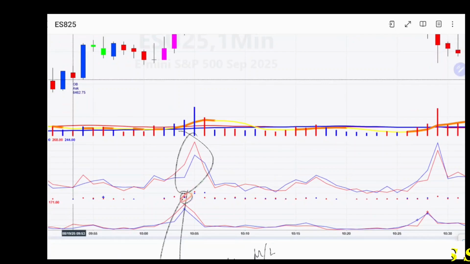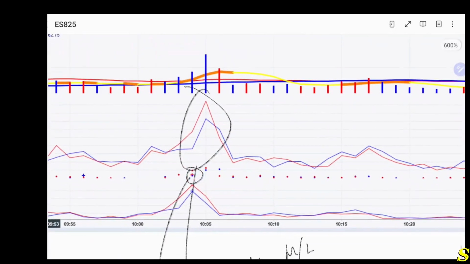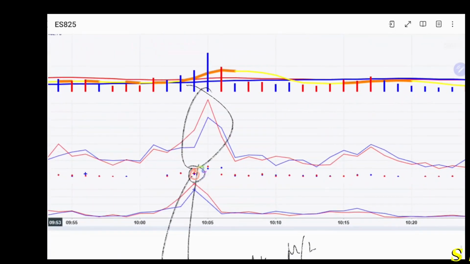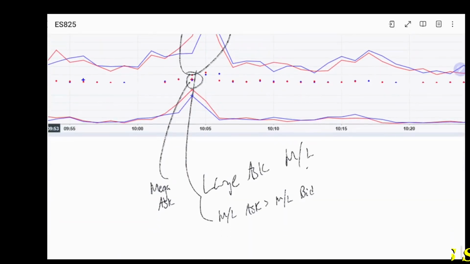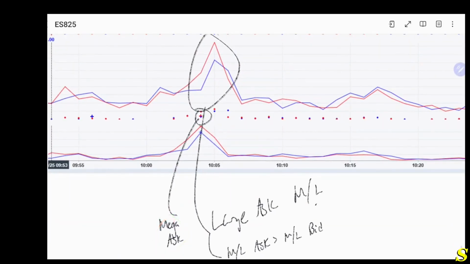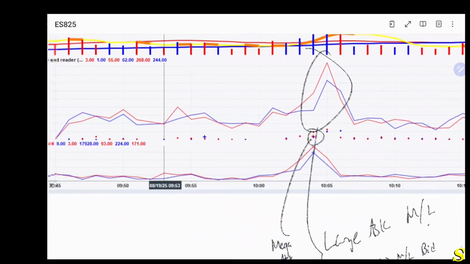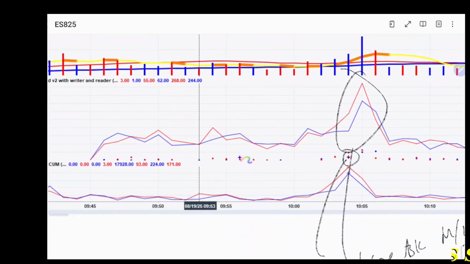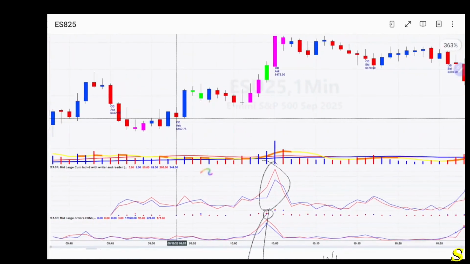Okay. Larger. And then also in this region here, you see that plus there? That plus is a mega size order, right? So this line are small orders. These dots are mid to large orders. And the pluses, if you see a plus, it's a mega size order, contract size over 150. We got a mega size order there on the bid side. So you would think that we would push up, right?